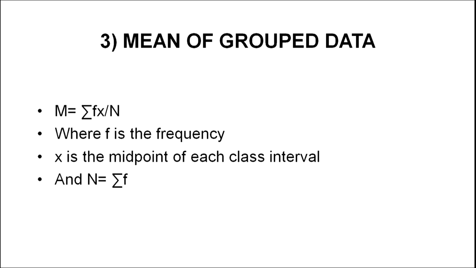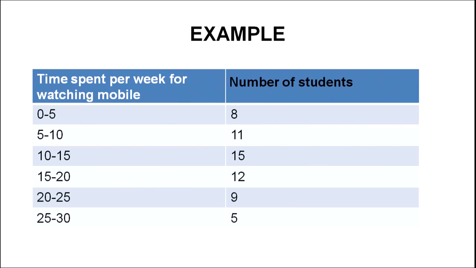Here also, mean is calculated by the formula mean is equal to sigma fx divided by n, where the letter f is the frequency, x is the midpoint of each class interval, and n equals sigma f. Example, consider this data given in a tabular form. The first column consists of class intervals and the second column consists of number of students.